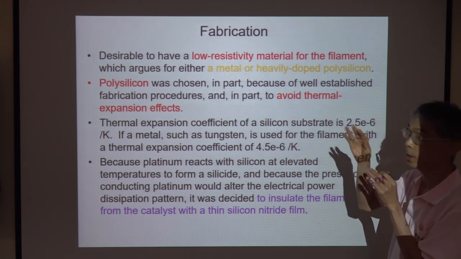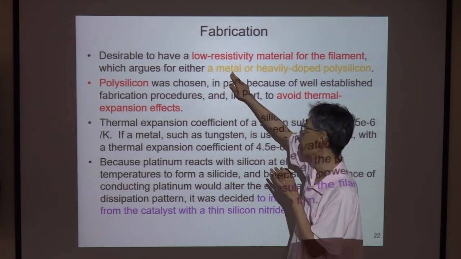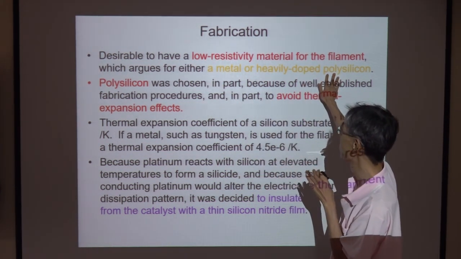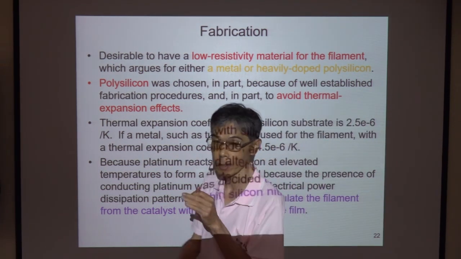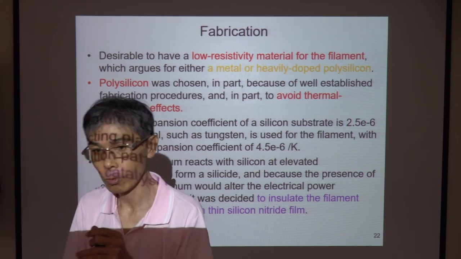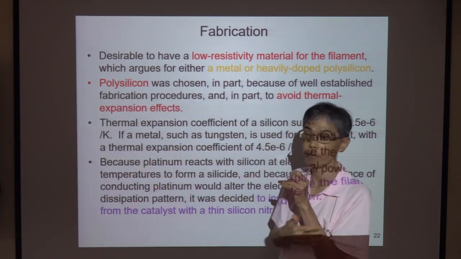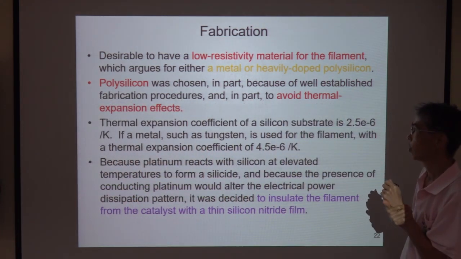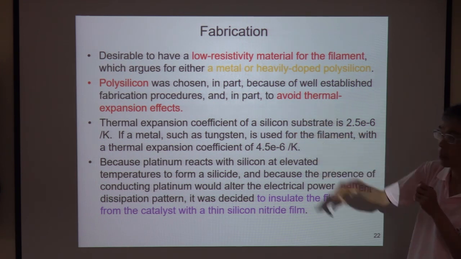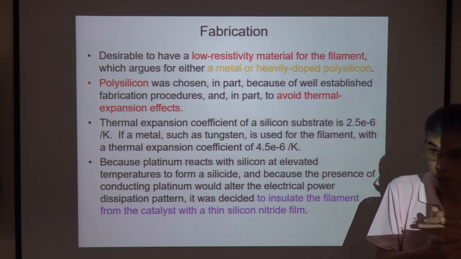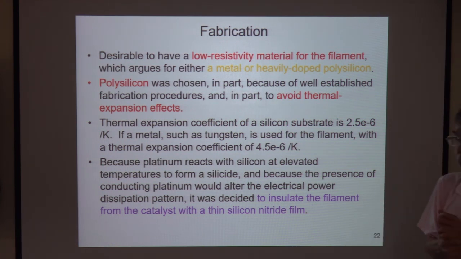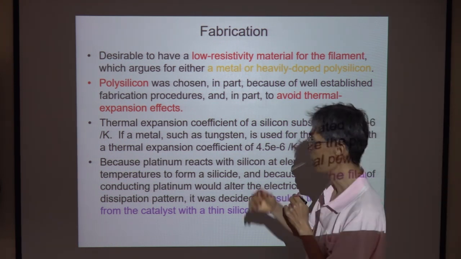For low resistivity, either we use metal or use polysilicon. But we select polysilicon because it's very cheap in the CMOS process, and it has low thermal expansion. Metal has a high coefficient of thermal expansion. Okay, next page.